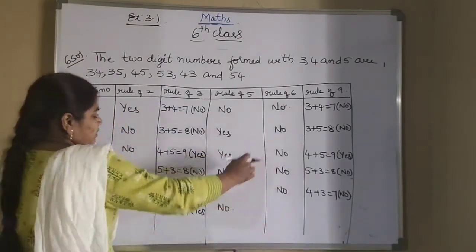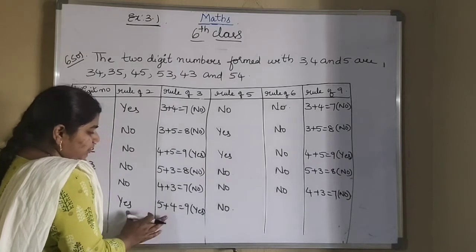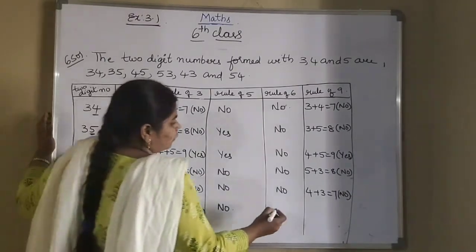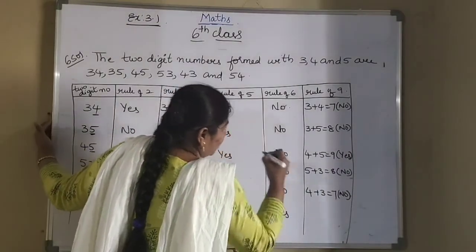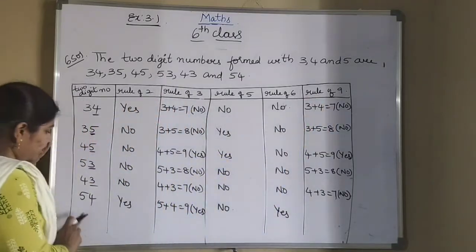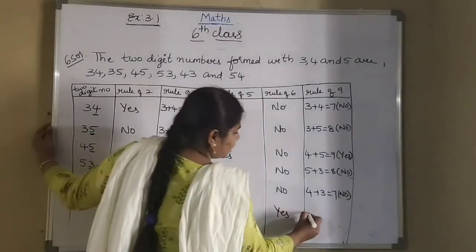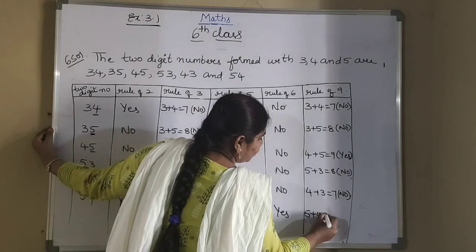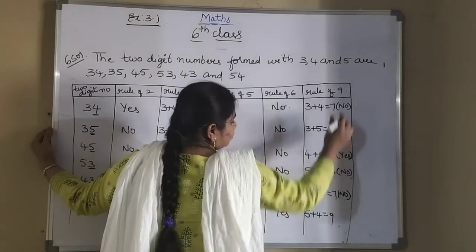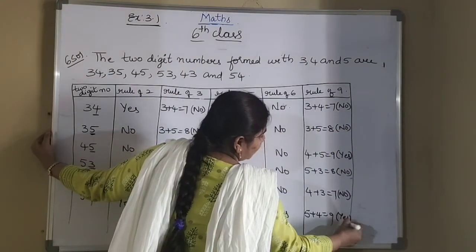Next, rule of 6: both should be divisible. In this case, both are divisible. So, you will write yes here. Next, rule of 9, sum of digits, we have to add these. 5 plus 4 equals 9. 9 is a multiple of 9, so it is yes.